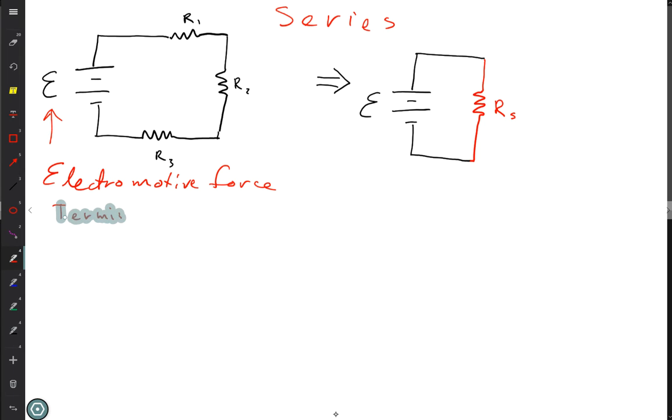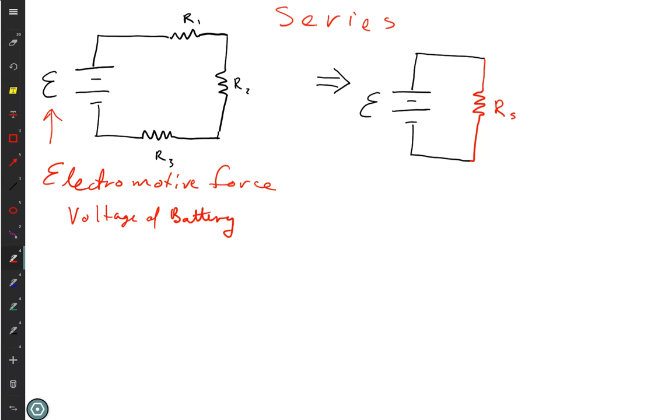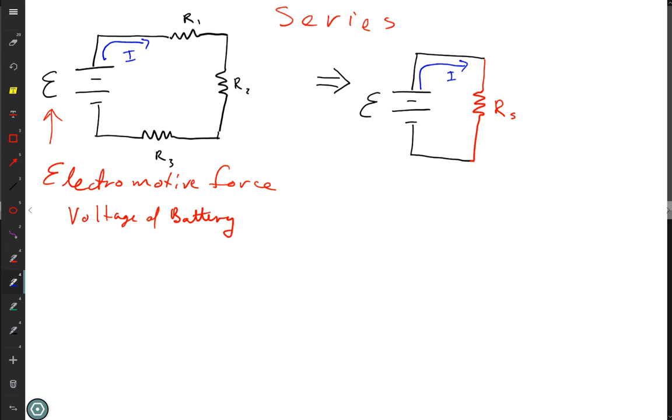Actually, it's only terminal voltage if it's an ideal battery, so I'm just going to put voltage of battery. And I'll talk in class tomorrow about the difference in terminal voltage and the voltage of the battery. So that's what the EMF is. So I'm going to have the same battery, hence the same voltage. And if it's equivalent, I'm going to have the same current. So same current and same total voltage.